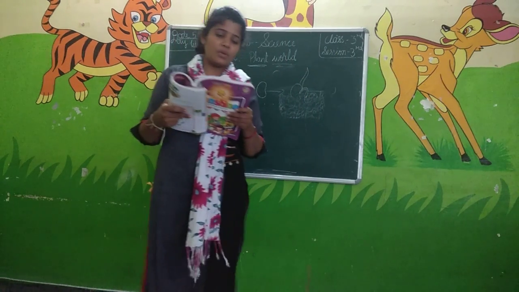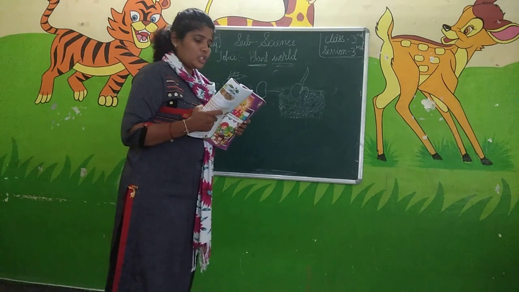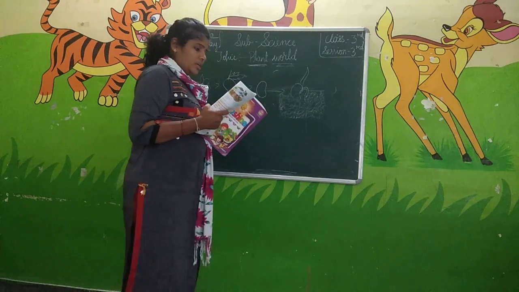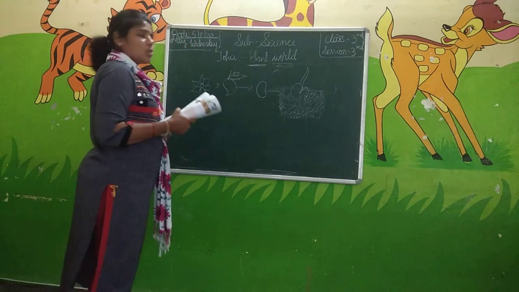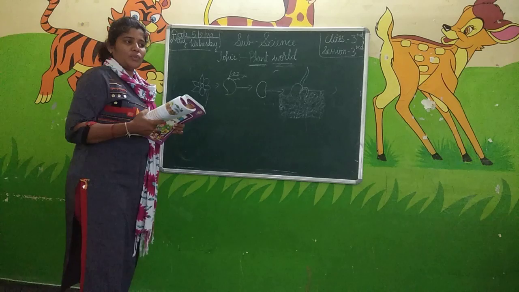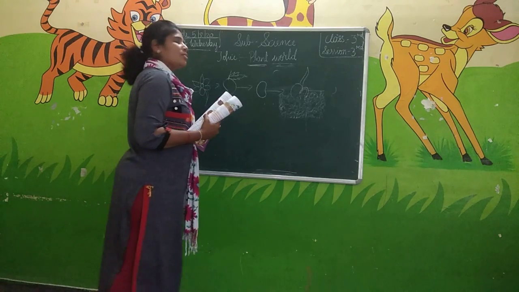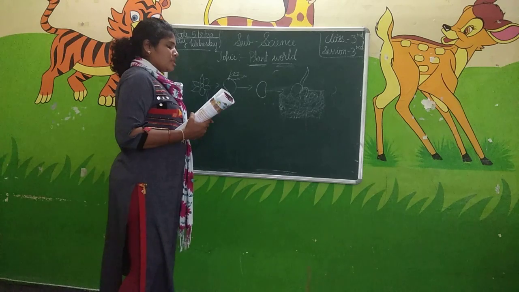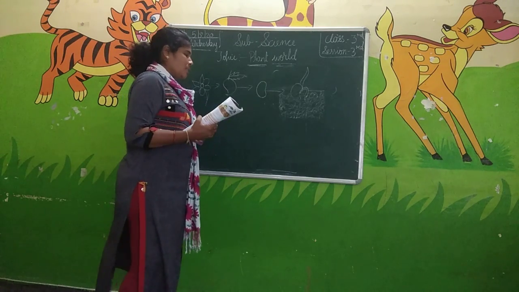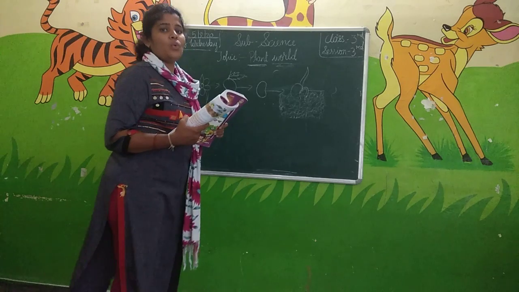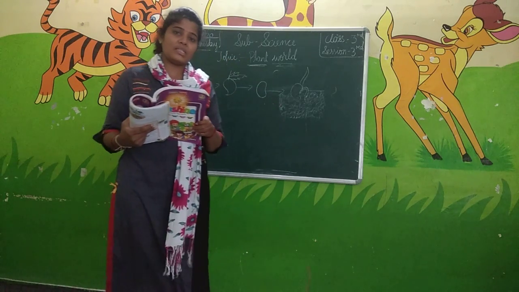Most of the plants bear flowers. The flowers wither and change into fruits. I said here, fruits have seeds inside them. Almost all the fruits have seeds. Some fruits don't have seeds, but almost 95% of the fruits have seeds. Some fruits have only one seed, and some fruits have more than one seed.